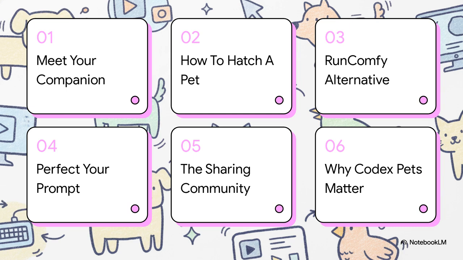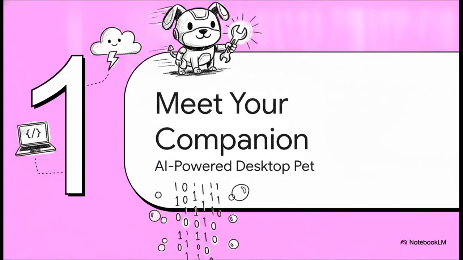So, here's our roadmap for today. We'll start by meeting your new coding companion, then we'll walk through how to hatch a pet, check out a really clever RunComfy API alternative, talk about perfecting your pet prompts, explore the massive sharing community, and finally, unpack exactly why Codex Pets matter. All right, part one. Let's meet your coding companion, the AI-powered desktop pet.